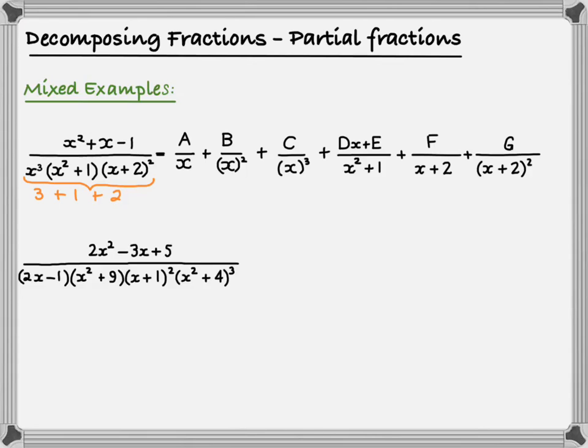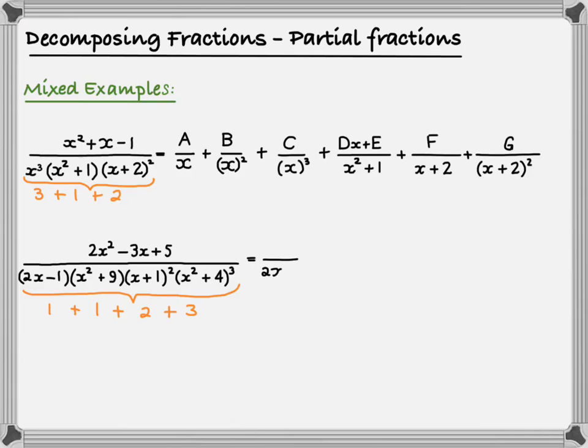In the last example, we see again that the denominator has been completely factorized, since x squared plus 9 and x squared plus 4 cannot be factorized into linear factors. The factor 2x minus 1 has been repeated once, the factor x squared plus 9 has been repeated once, the factor x plus 1 has been repeated twice, and the factor x squared plus 4 has been repeated 3 times, meaning that this fraction can be decomposed into 7 parts.